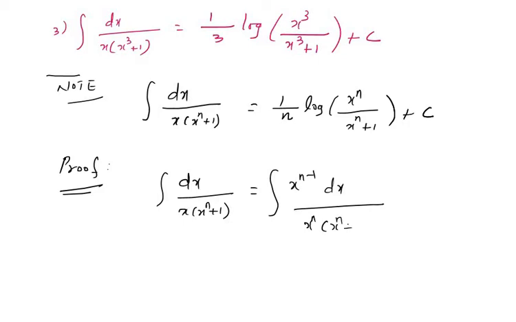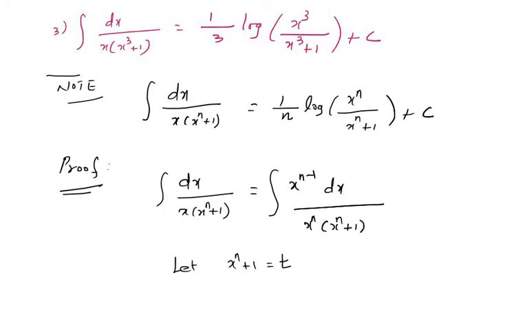Can you follow me? Yes, I multiplied the numerator and denominator by x power n minus 1. Therefore, the denominator becomes x power n into x power n plus 1, into dx. Now I am going to make the assumption that x power n plus 1 is equal to t. What's the reason? When you assume anything in integration, you must know the proper reason. That's very important. Understood?